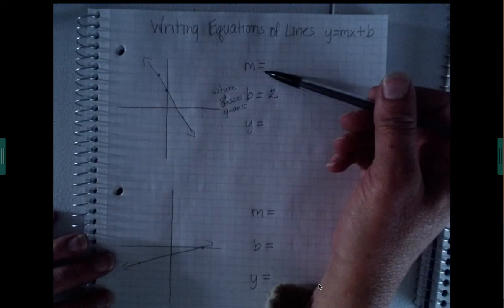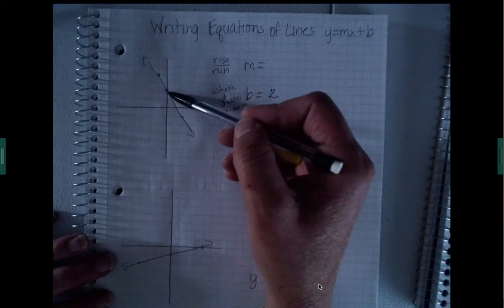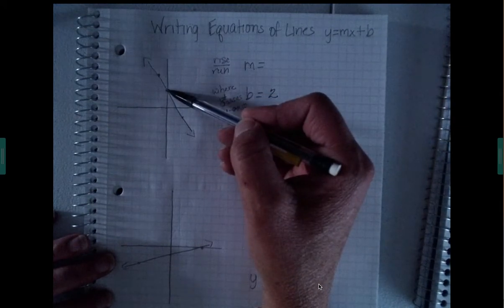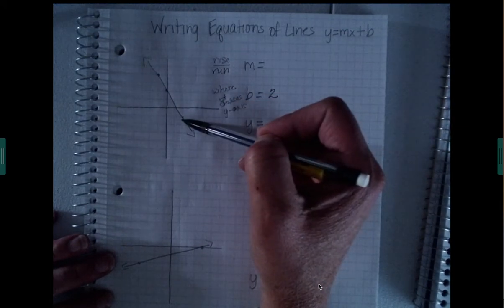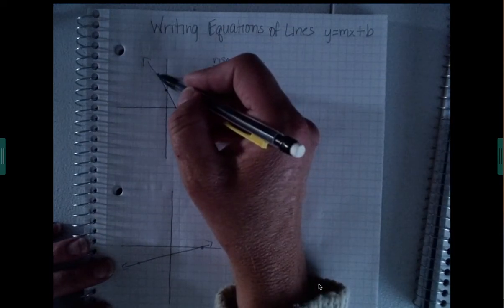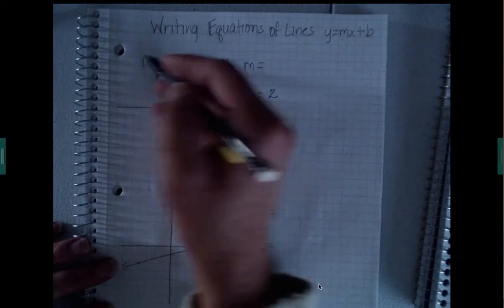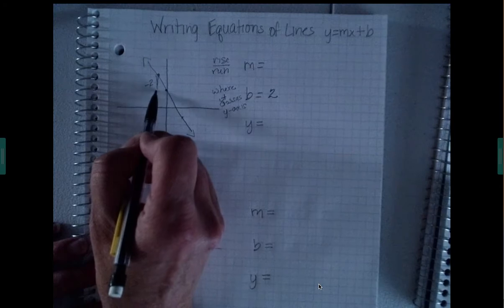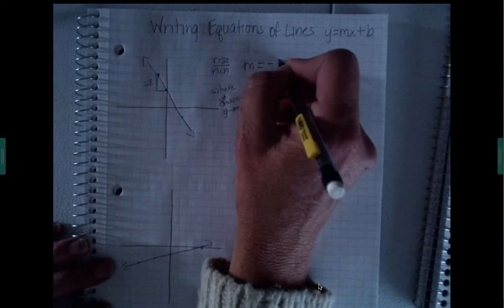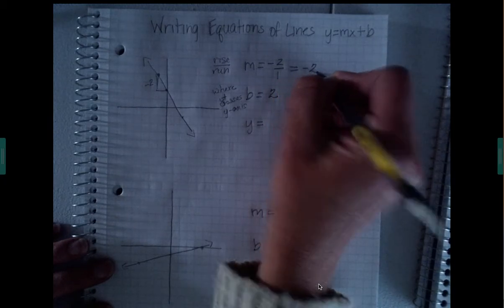Now for the slope. Remember, that's our rise over our run. I can go from this point to this point, or this point to this point. It doesn't matter. I could go from this point to this one. So I'm going to find my rise over my run. I'm going to go down 2 and run 1. When you do that, you want to reduce it, and you'll write it as -2.